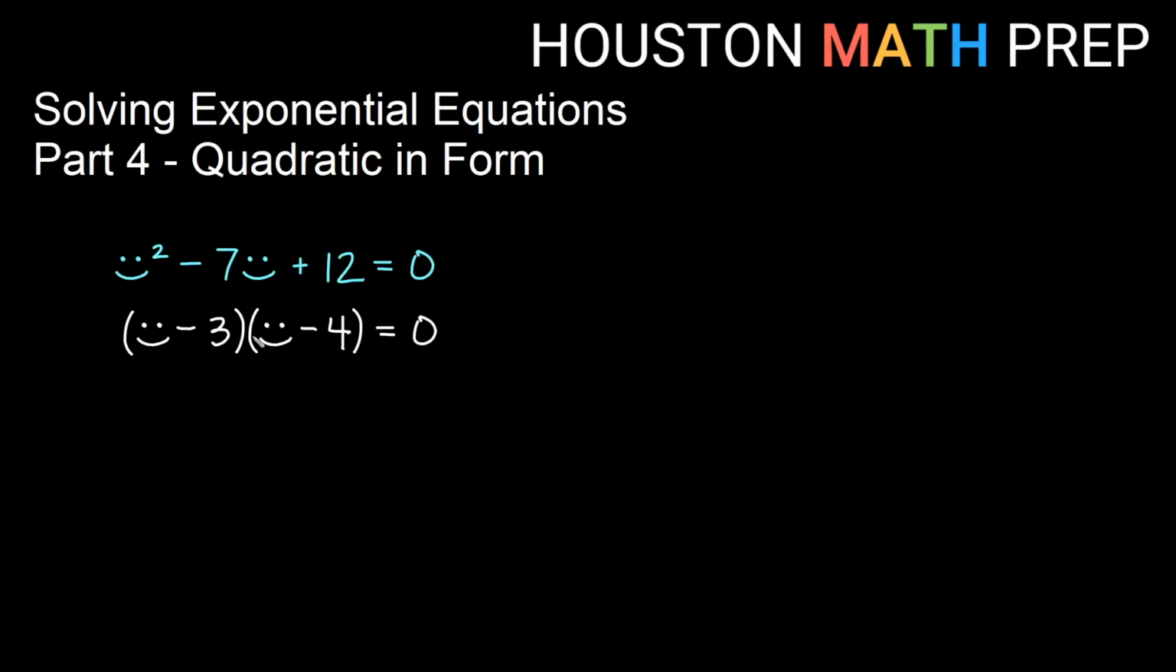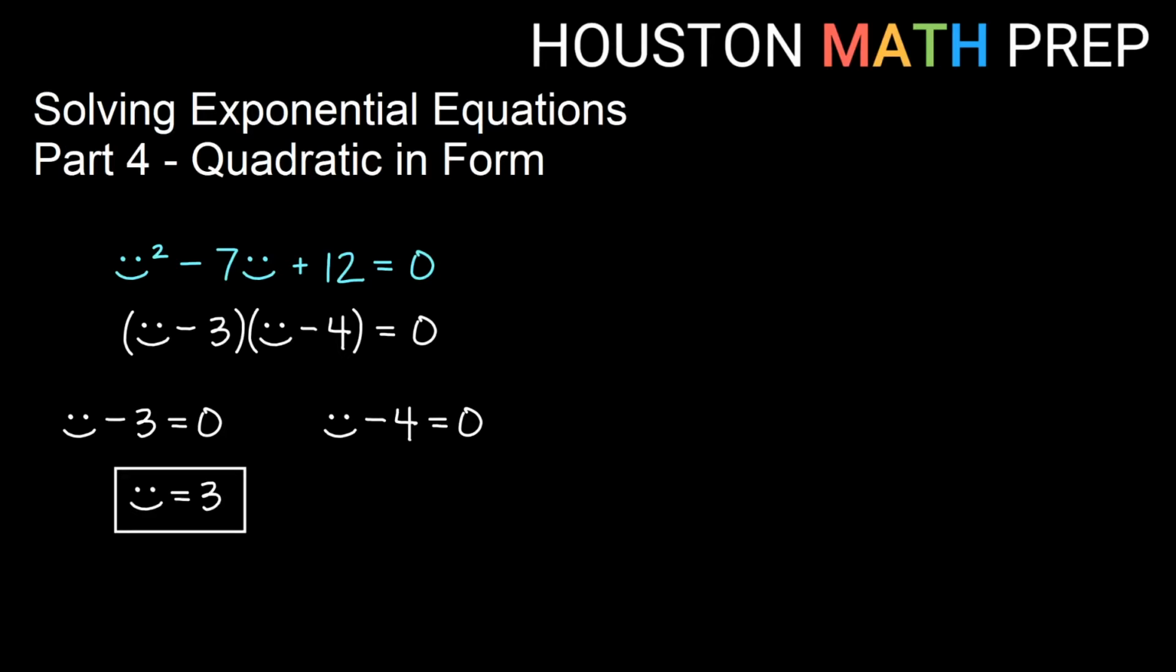I still have factors multiplying to get 0, so I set each factor equal to 0. That gives me smiley minus 3 equals 0 and smiley minus 4 equals 0. I add 3 and I add 4, and it ends up the same way. We get smiley equals 3 and smiley equals 4. But it's the same problem. What we put in, whether it's x or a or smiley face or a cat, we get 3 and we get 4 for our answers.